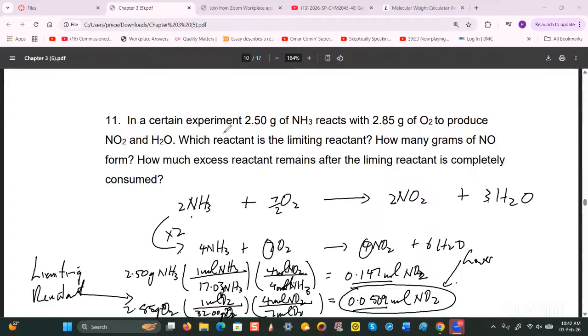And that's in answer to this question right here. The question was asking, which reactant is the limiting reactant? And the answer is the oxygen, because based on the calculations here, on paper, we would expect a lower amount of the NO2 produced based on this reaction, right? Compared to ammonium. So therefore, oxygen is the limiting reactant.